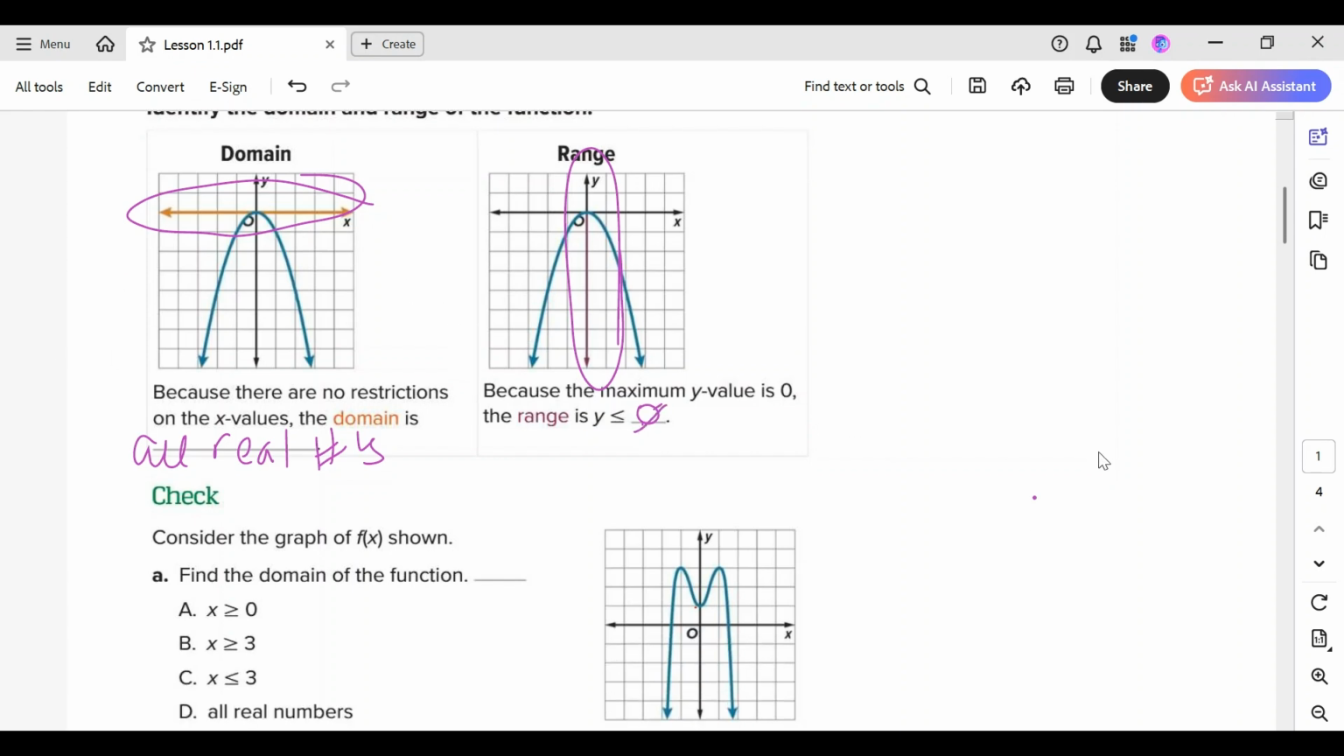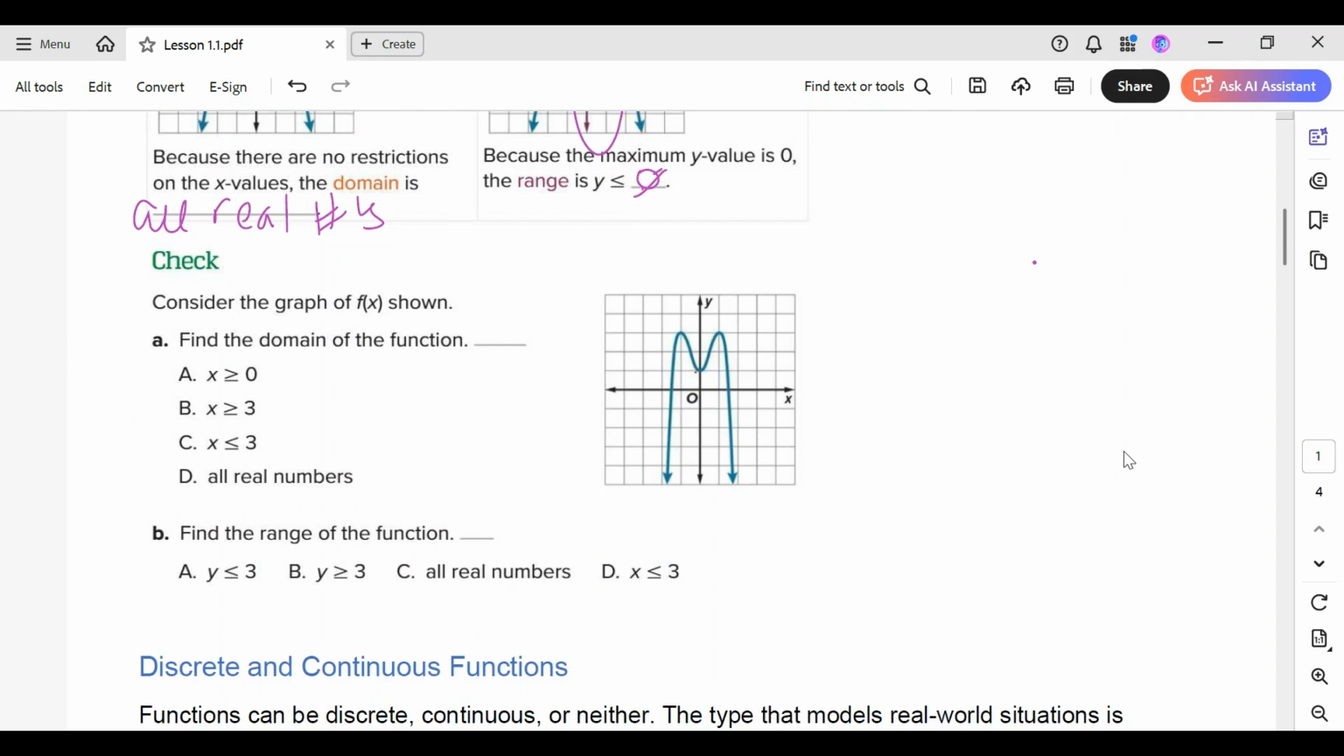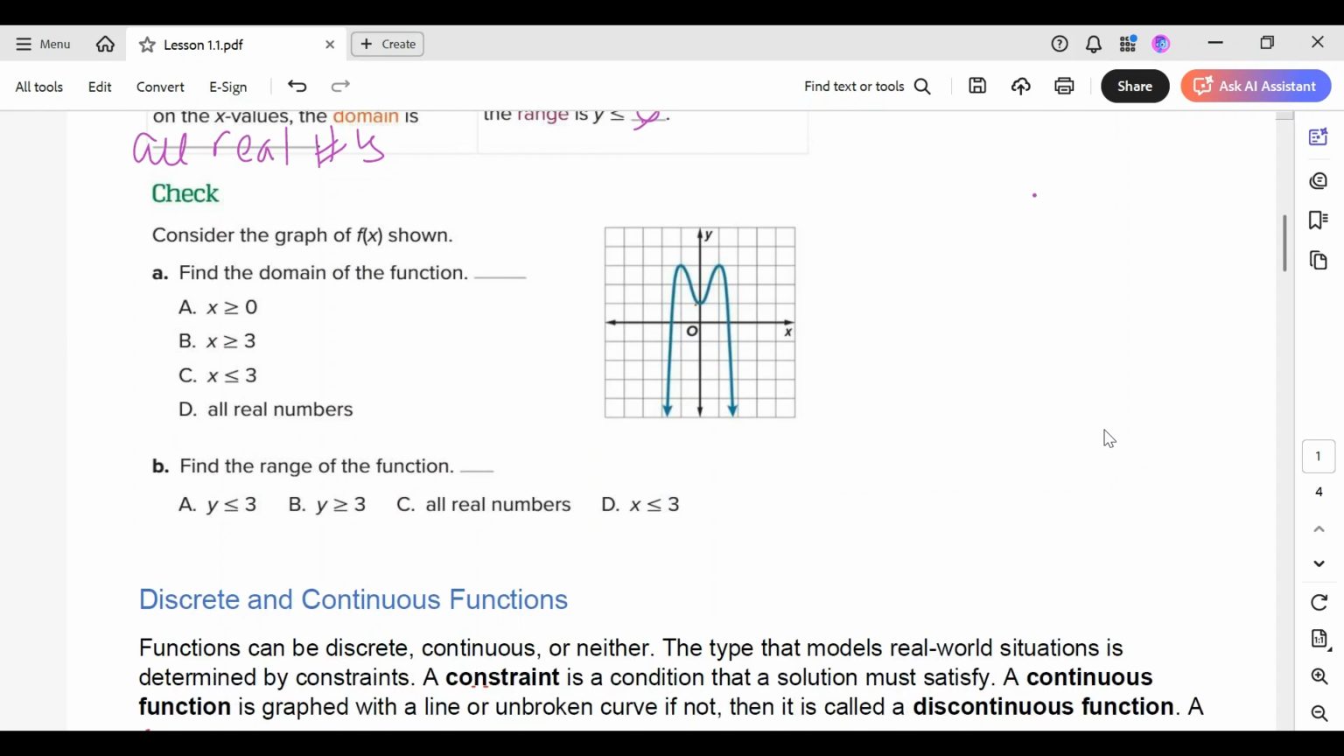In our check value, it wants us to look at the graph on the right, and it says, consider the graph of f of x shown. So this says they're wanting to find the domain of the function. Remember again, domain is your x values, your x's going left to right. And these arrows on the graph, they're going to keep extending left and right. Because they're going left and right, we are also going to be all real numbers.